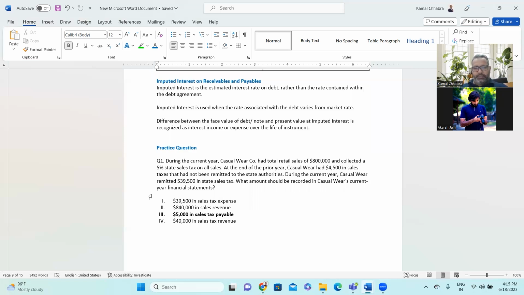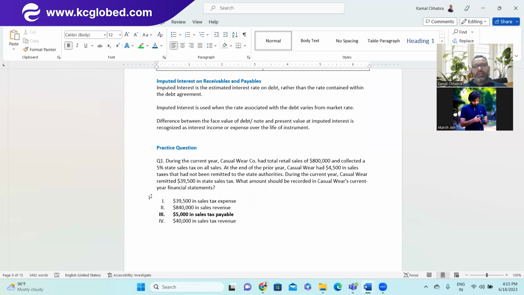or finance income. Imputed interest is an estimated interest rate on debt rather than the rate contained within the debt agreement. So imputed interest is used when the rate associated with the debt varies from the market rate. The market rate is generally considered as the rate of interest to calculate the imputed interest. The difference between the face value of the debt or note and the present value is recognized as interest income or expense.